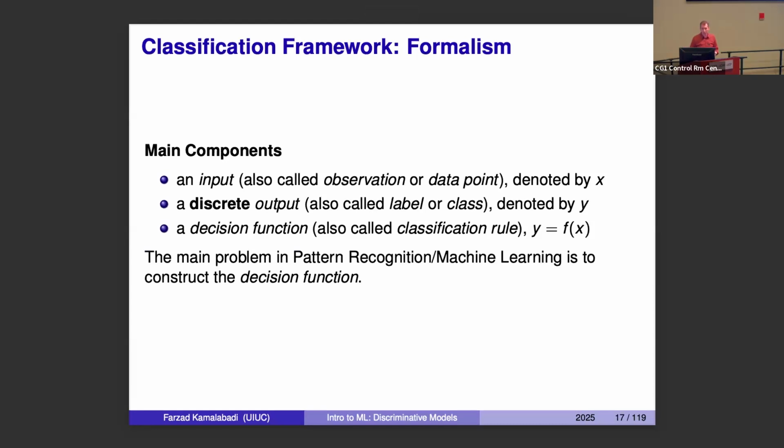Okay, so what are the main components? An input called observation or data point, we denote it by X, a discrete output, because we're talking about classification. Of course, we're going to increase the number of classes, but it's a discrete set. We denote that by Y. It's also called label or class, and a decision function that sometimes is called classification rule. So it's Y = f(X). X comes in, and you have to decide which one of those classes in that output space Y we have. And the problem is to construct that decision rule for us.